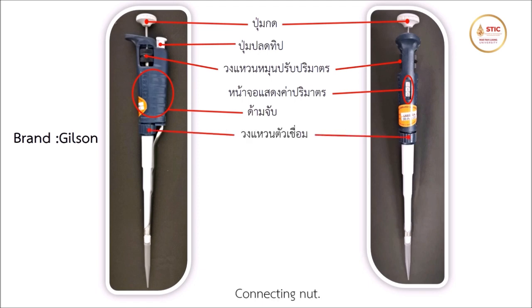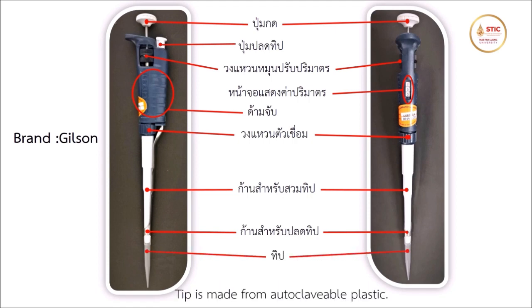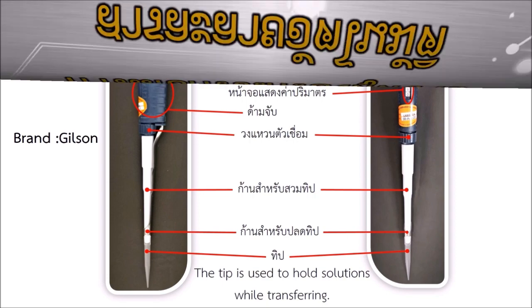Connecting nut. Used to connect the holder and the tip holder together. Tip holder is for tip holding. Tip ejector shaft. Used to release the tip after use. Tip is made from autoclavable plastic. The tip is used to hold solutions while transferring.